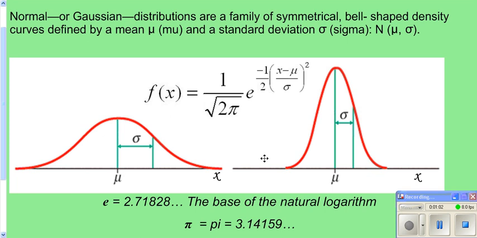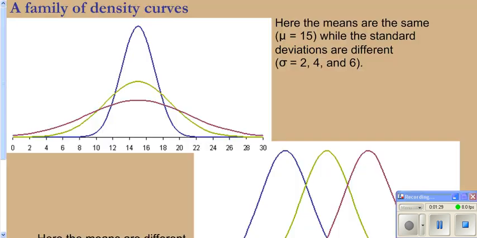Now, if you are really interested in how to graph this on your calculator, you could. Here's your formula. It's 1 over the square root of 2 pi times e. E is your natural number e on your calculator, raised to the power of negative 1/2, and then x minus your mean over your standard deviation, all squared as an exponent. Don't be real concerned about that though, but just be familiar with the basic shape of a normal density curve.